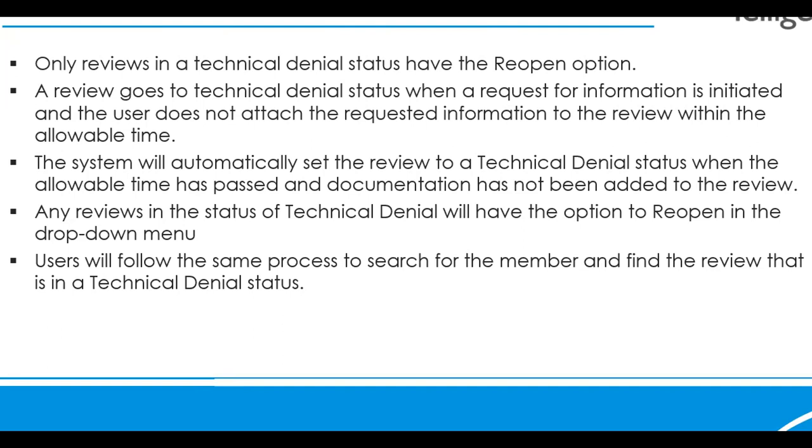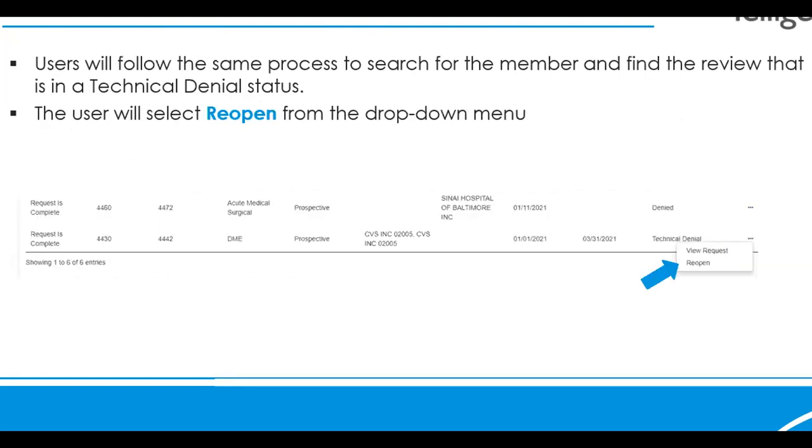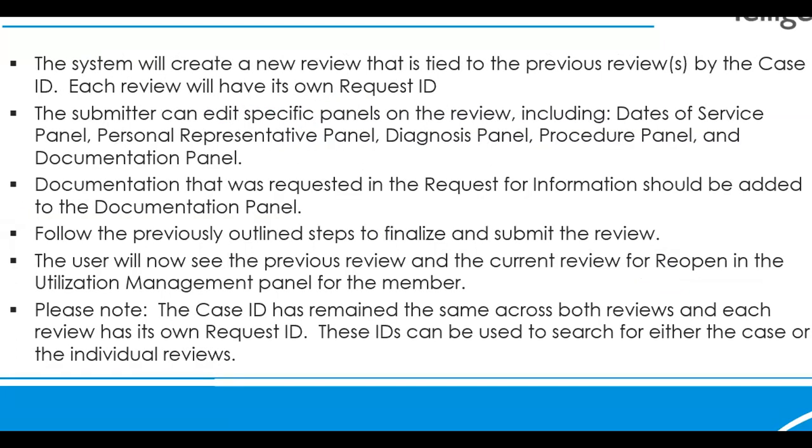And then let's say you get the information that you needed on the 12th day or the 15th day, you do have the option to reopen in that drop-down menu. So you'll follow the same process. You'll search for the member, go to the member hub, find the review that's in a technical denial status, click on the ellipsis to get the drop-down menu and click on that reopen option. So again, it'll tie those two reviews together by the case ID, but each one of them will have their own request ID. If you need to update any information such as the diagnosis, providers, that kind of stuff, you can go into the review and do that. Make sure you add that additional information into that documentation panel. Again, click submit, go through the user attestation.